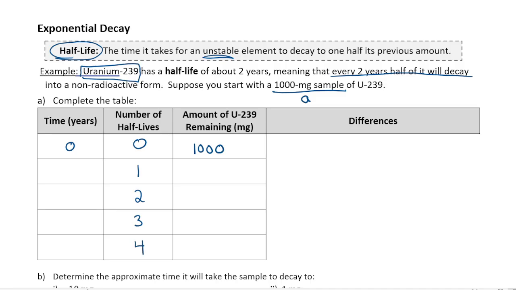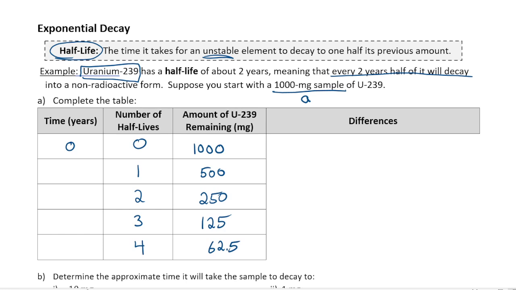After one half-life, it's cut in half, so we only have 500 milligrams left. 2 half-lives, it's cut in half again, 250 milligrams. 3 half-lives, it's cut in half again. And then 4 half-lives, it's cut in half one last time, 62.5 milligrams.